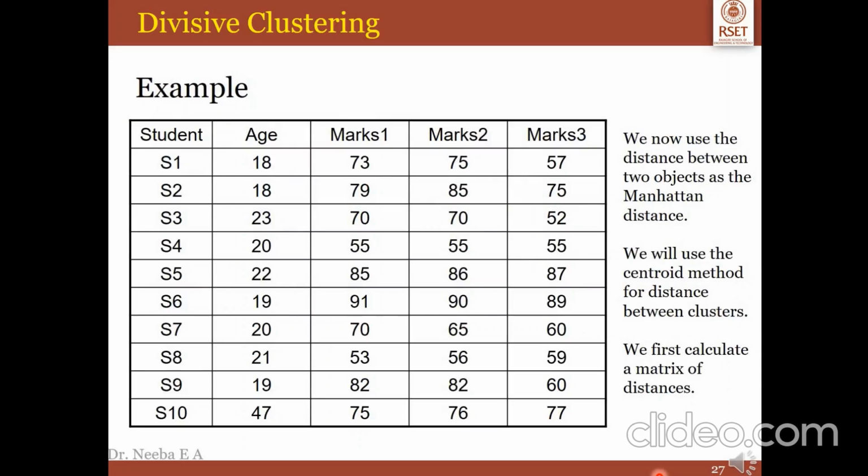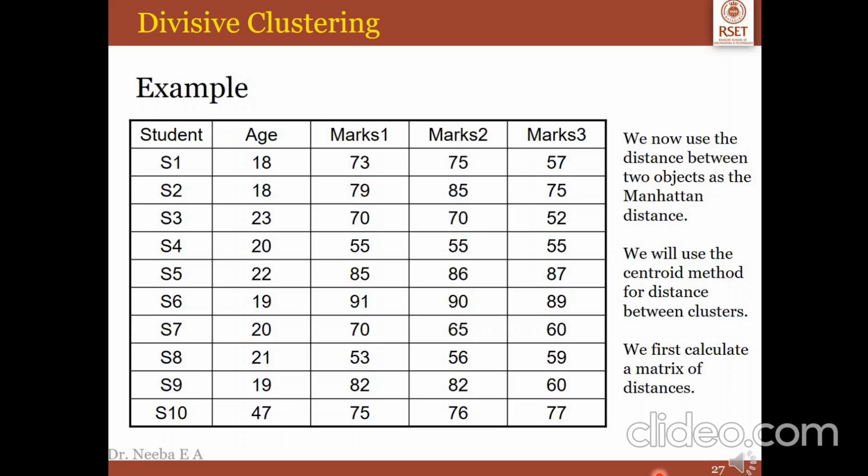Now we will see an example of divisive clustering. The same example we have taken for k-means as well as for agglomerative clustering, the student details, which is shown on the PPT. And here also we will be taking the Manhattan distance to find the distance between 2 objects and the centroid method for the distance between clusters.